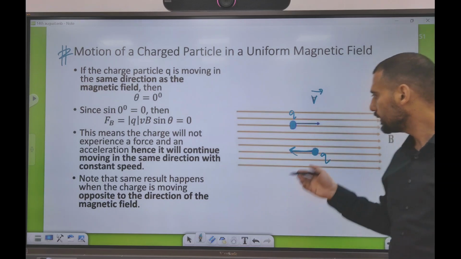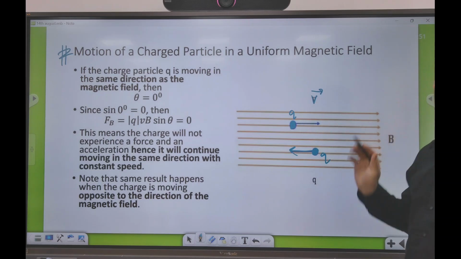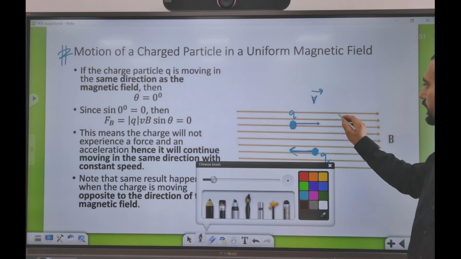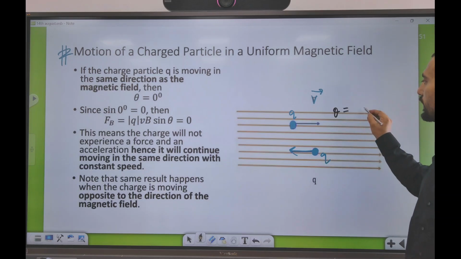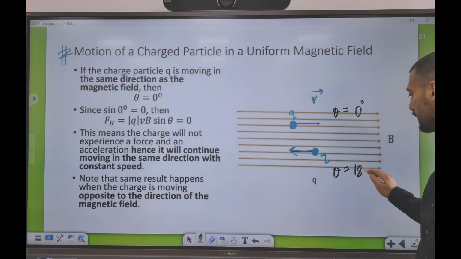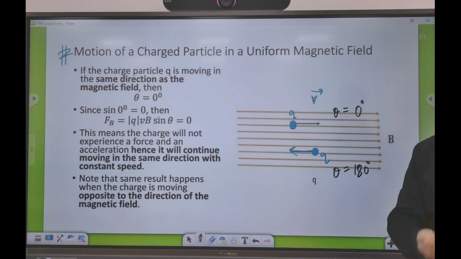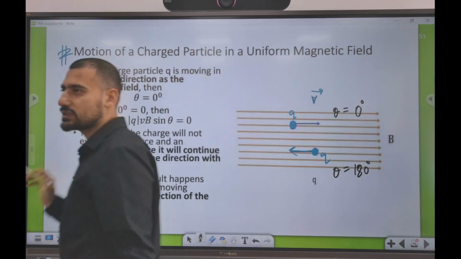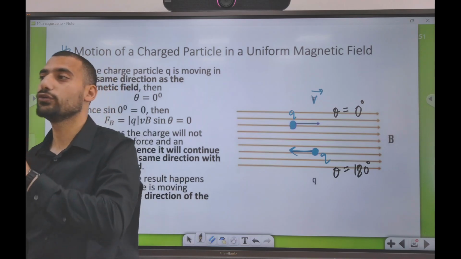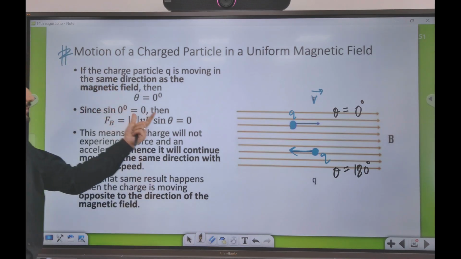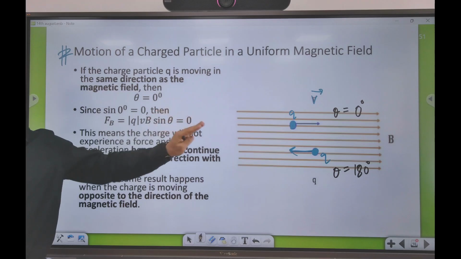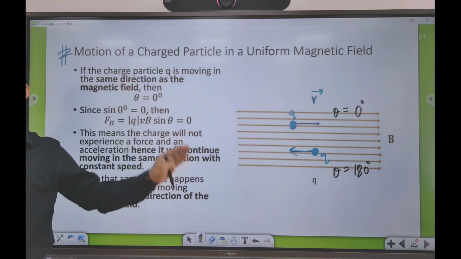The thing is, here what is the angle between the velocity and the magnetic field? Is it 0 degrees? What is the angle here? 180 degrees. So yesterday I already told you, when you talk about the force at these two angles, 0 degrees and 180 degrees, we do not observe any force because sine of 0 is 0, sine of 180 is also 0. So there is no force on this charged particle, be it positive or negative.